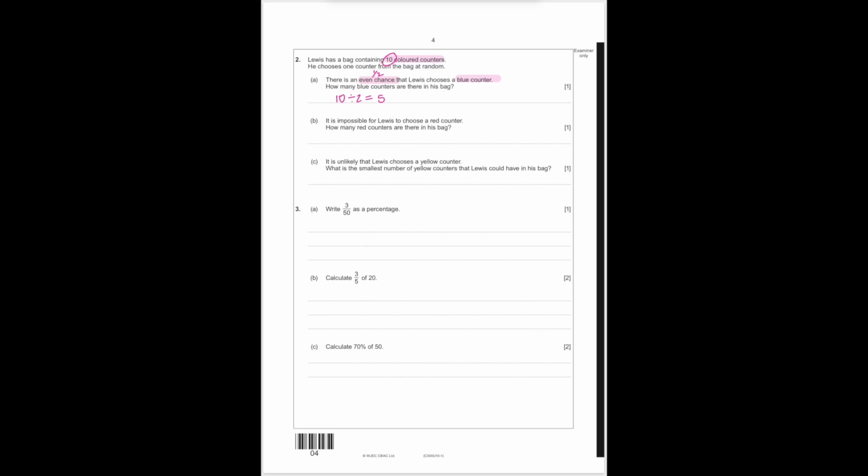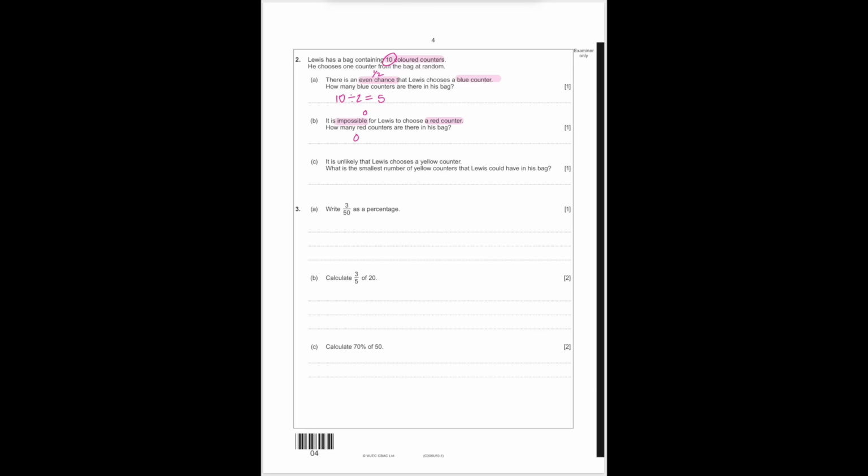B, it's impossible for Louis to choose a red counter. How many red counters are there in the bag? If it's impossible, there's a 0 chance. So if it's impossible, there are no red counters in that bag to choose from.